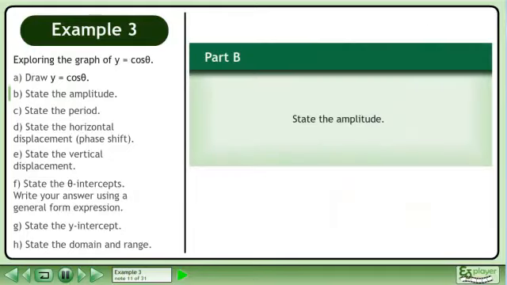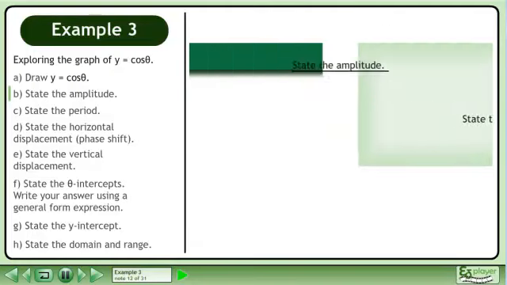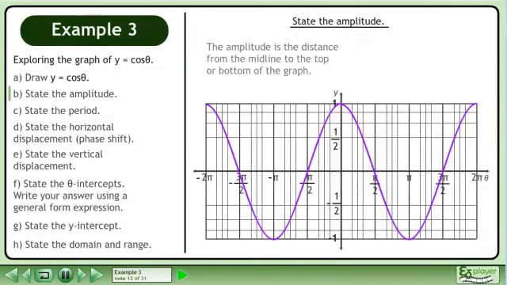In part B, we'll state the amplitude. The amplitude is the distance from the midline to the top or bottom of the graph. By inspection, we can see that the distance from the midline to the maximum or minimum is 1 unit. This is the amplitude.